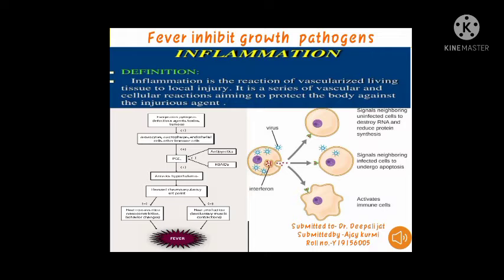So I am going to represent how fever inhibits the growth of pathogens in our body. For that, first we have to understand the basic definition of inflammation and what the cause of fever due to inflammation is. Basically, inflammation is the series of events of reactions of vascularized living tissue to a local injurious agent, and this reaction aims to protect our body against the injurious agent. And now we will see how it causes the fever.